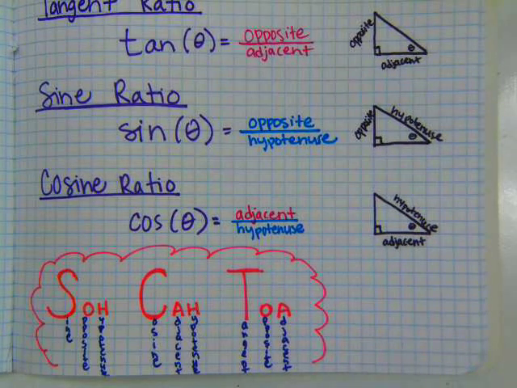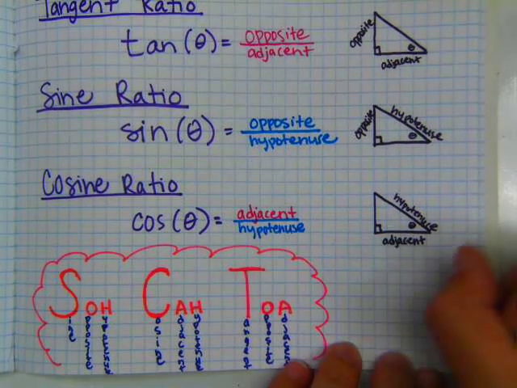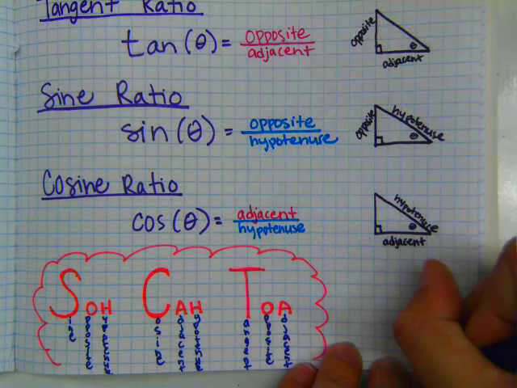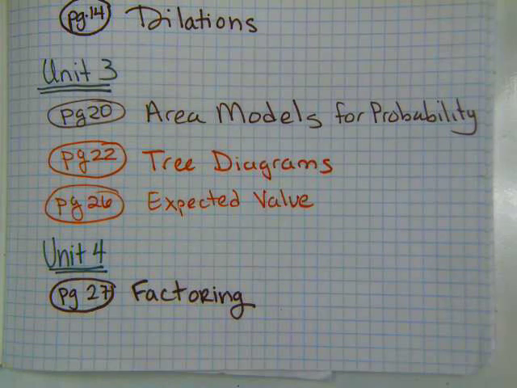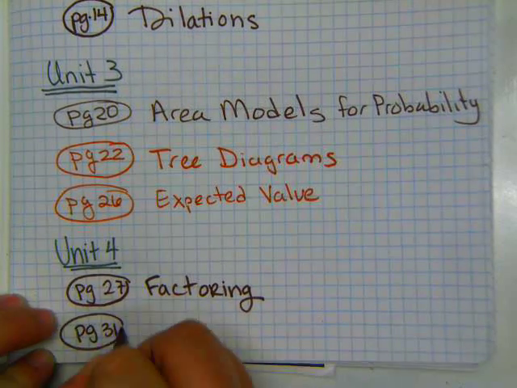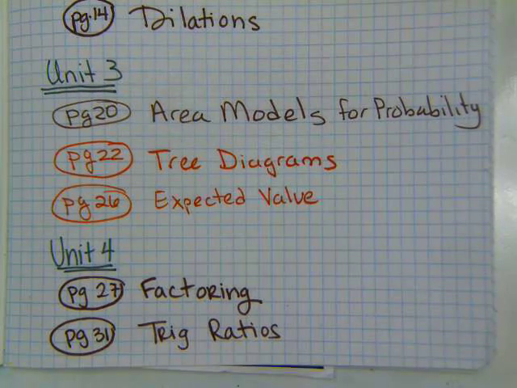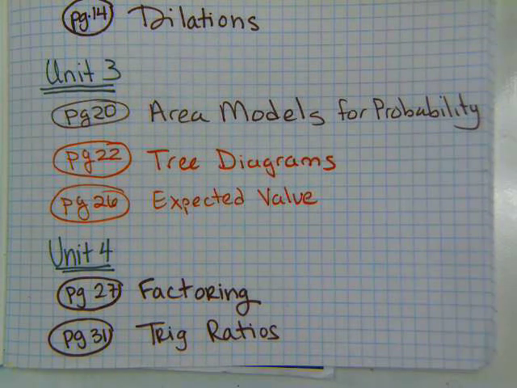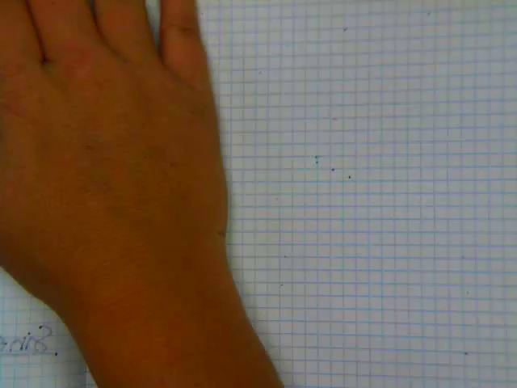And I apologize, I forgot to label this page. This is going to be page 31. And we're definitely going to put this on our table of contents. So let's go ahead and flip to our table of contents. Trig ratios, page 31. And I want to do a few examples, so let's flip the page. And let's do a few examples using these ratios.